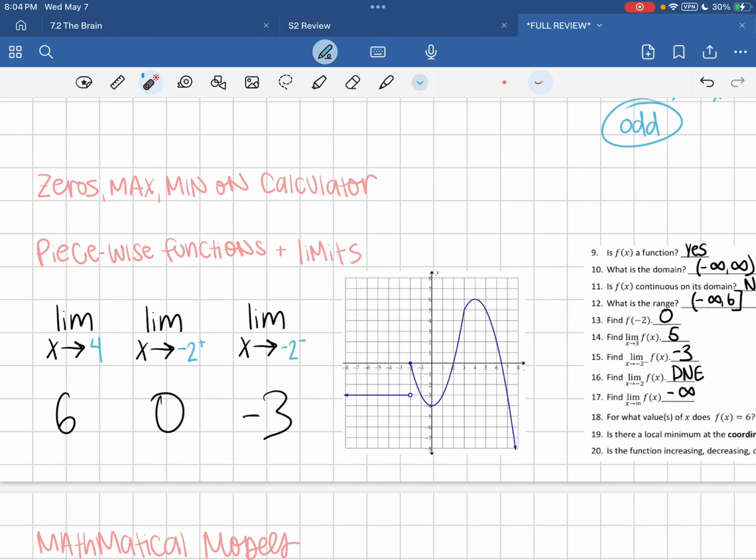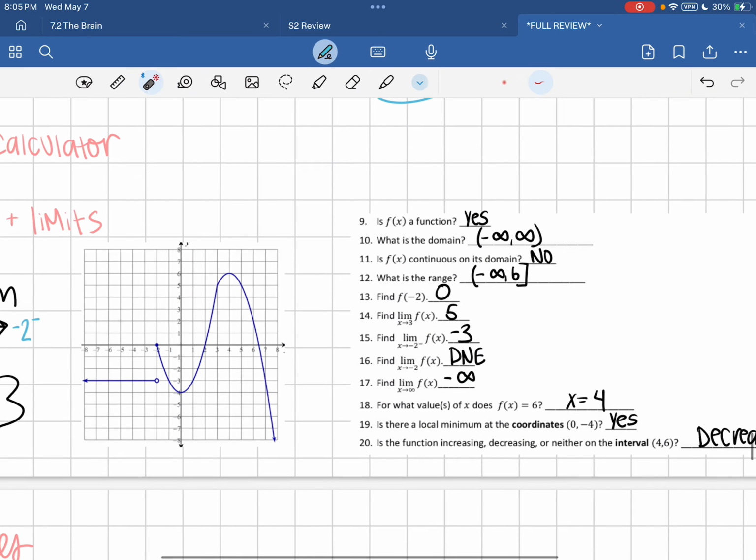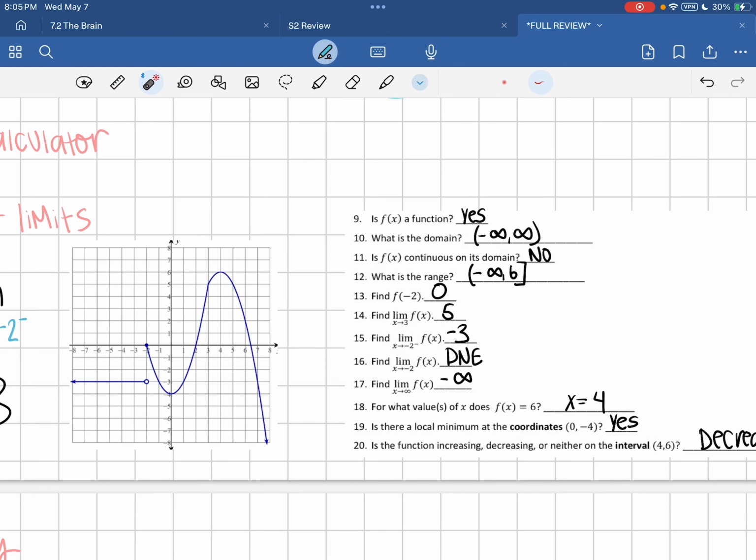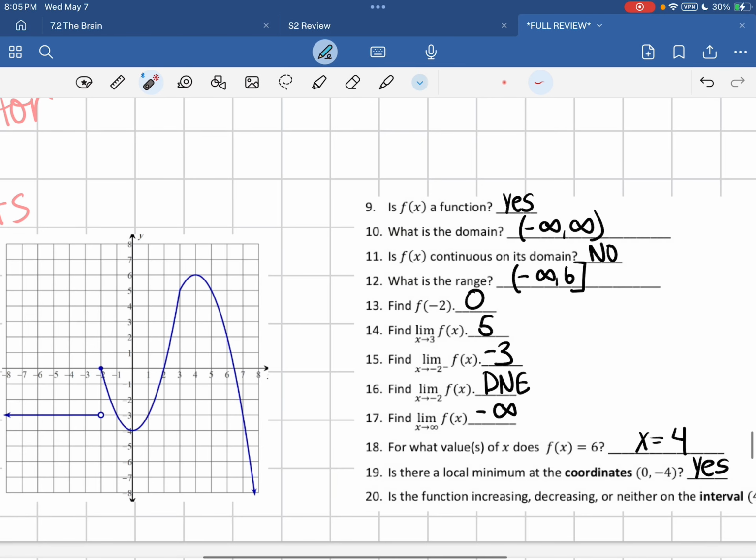So basically I just took this graph from the review, and I copy and pasted all of the things, and I was just going to explain why. So is f of x a function? Yes, because it passes the vertical line test. The domain is negative infinity to infinity because it will hit every x value. It's not continuous though because of this break. You can't draw this without lifting up your pencil.